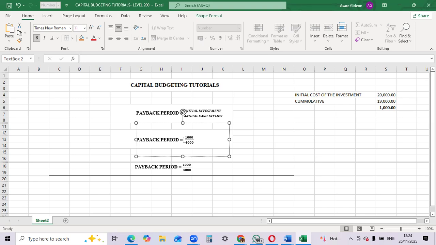So it means that we cannot take the 4,000 cedis, or you cannot say that, okay, we are going to pay back the investment or recoup the investment in the fourth year. No, we cannot do that. Realize that we only need 1,000 Ghana cedis to add up. So it means that we have to split it out. Are you getting the point? So it means that now it's going to be 3 years plus the value that we are going to get here. Okay. So now 1,000 divided by 4,000.